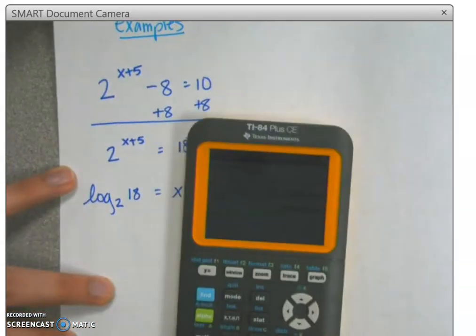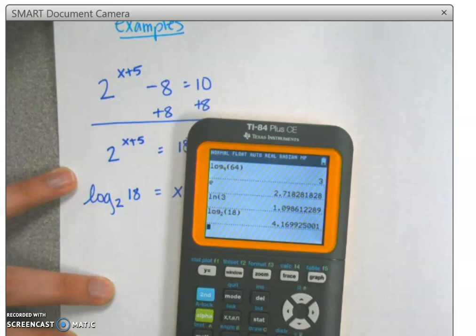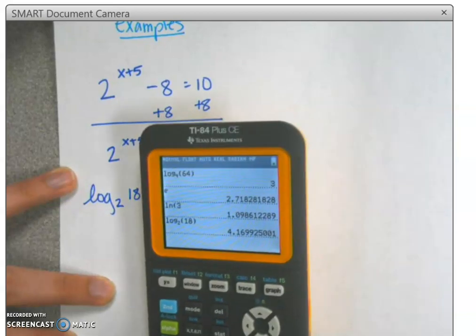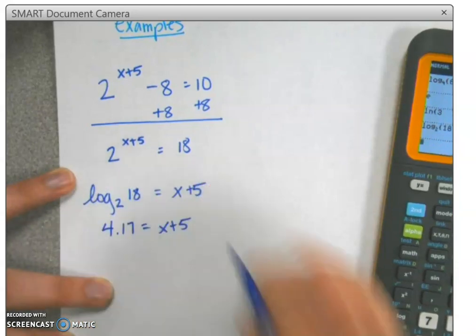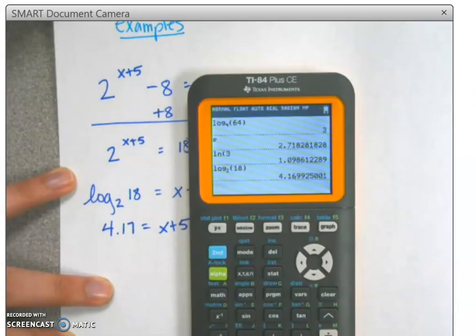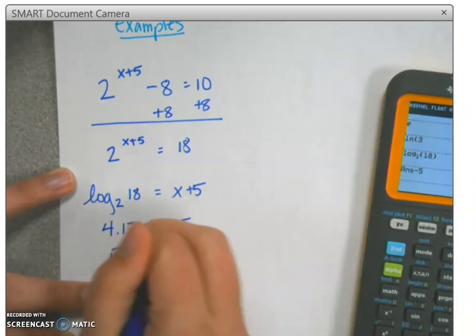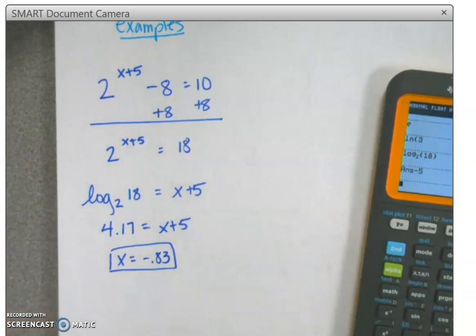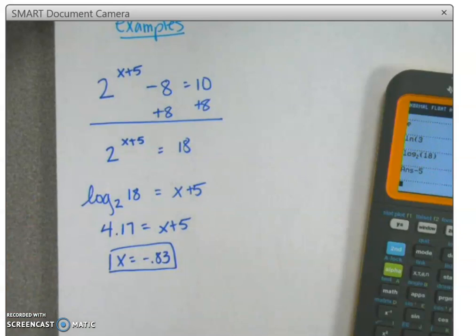Now I can put log base 2 of 18 in my calculator. It's going to give me 4.17. The last thing I just need to do is subtract 5. So I can take this number and hit minus 5, and I get negative 0.83. So if you have a little bit of extra stuff going on, a number behind it or maybe a number in front, you have to move those away first before you can write it as a log.